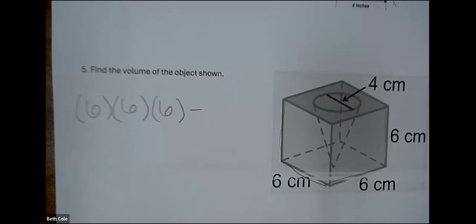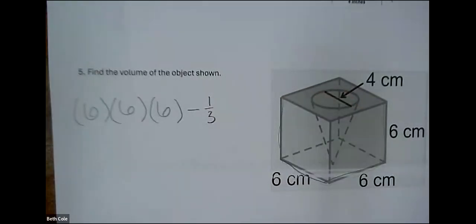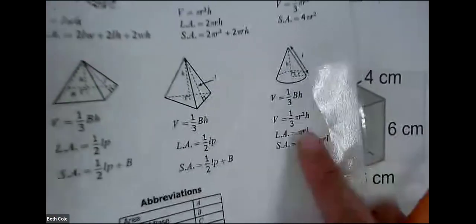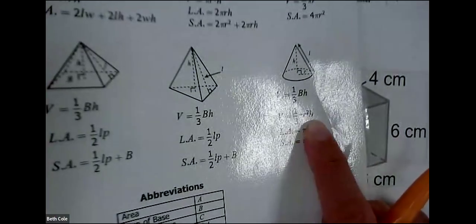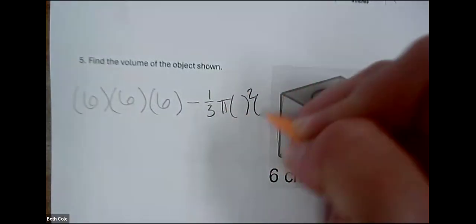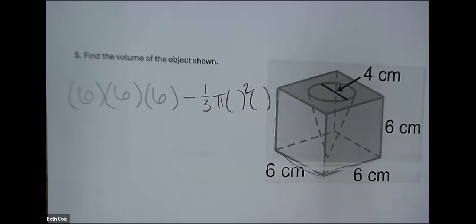So on your formula sheet, find cone and find volume. It is 1/3. And then what comes after the 1/3? Find cone, find volume. Okay, look right below that. They actually tell you what capital B is. If you look at the one right below. So it's 1/3. Yeah, pi r squared h. So right there, 1/3 pi r squared h.